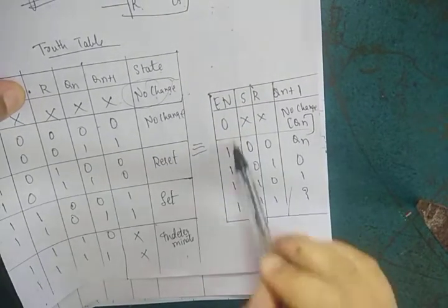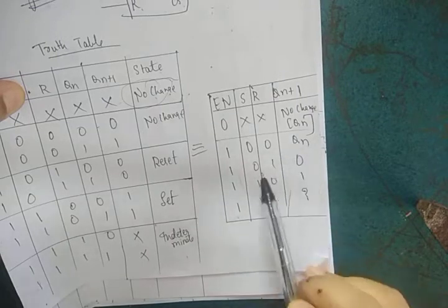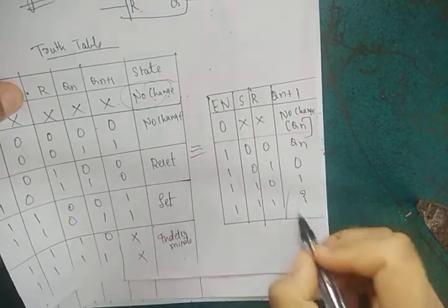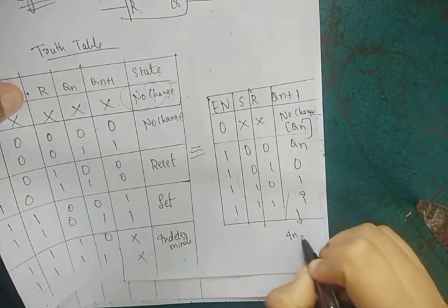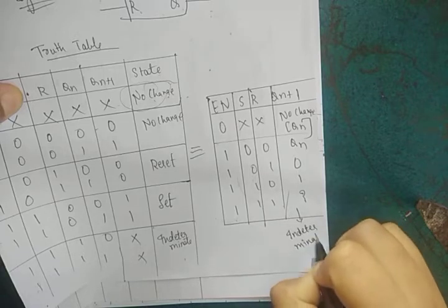For the next 4 states, enable will be 1. 0, 0 means Qn. 0, 1 means 0. 1, 0 means 1. 1, 1 means question mark. Question mark means we don't know what the state actually is. It is also called the indeterminate state.